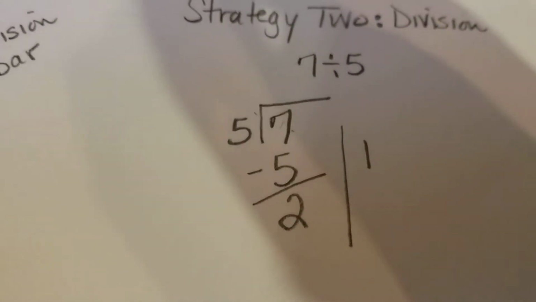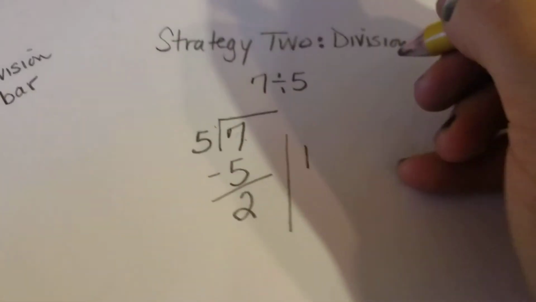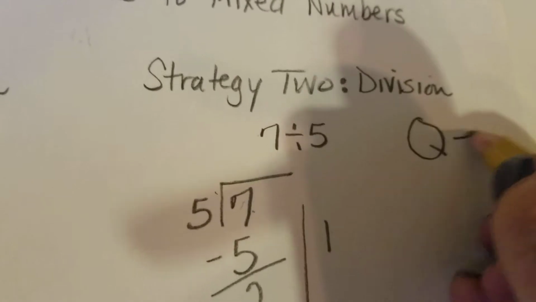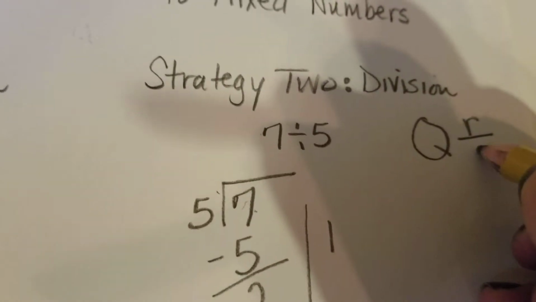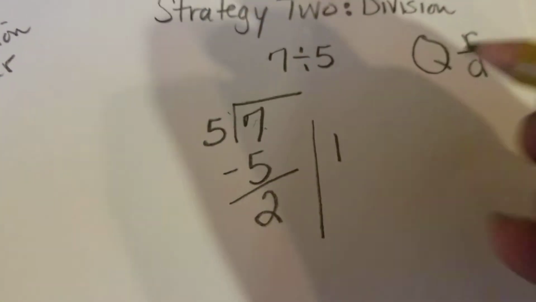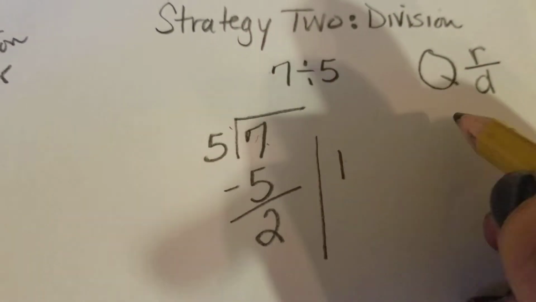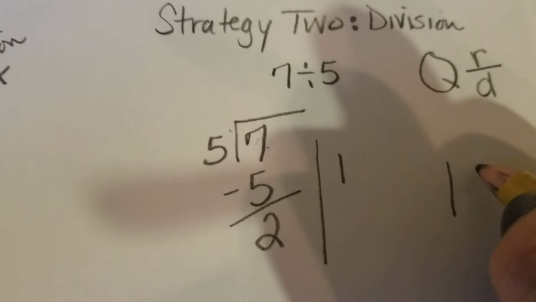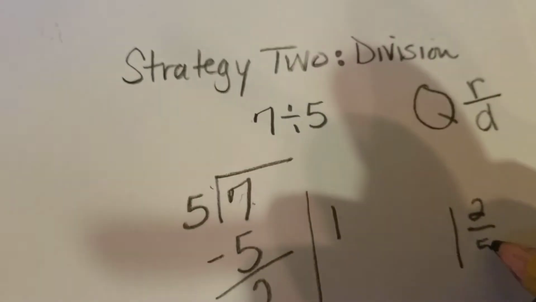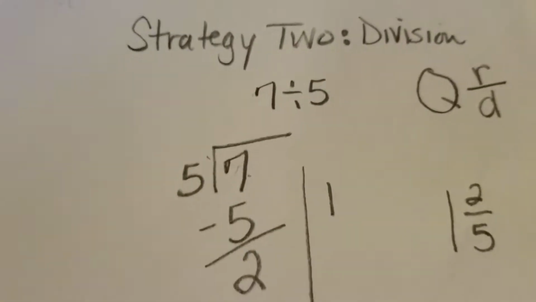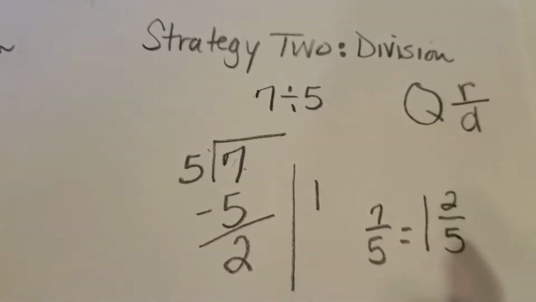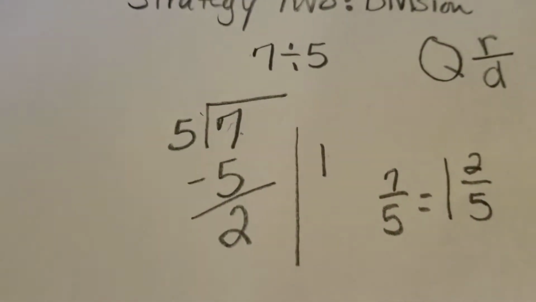So, with this strategy, the mixed number is composed of the quotient with your remainder over your divisor. So, let's look here. Our quotient is 1 with remainder 2 and divisor 5. So my mixed number for 7/5 is 1 2/5 using division.